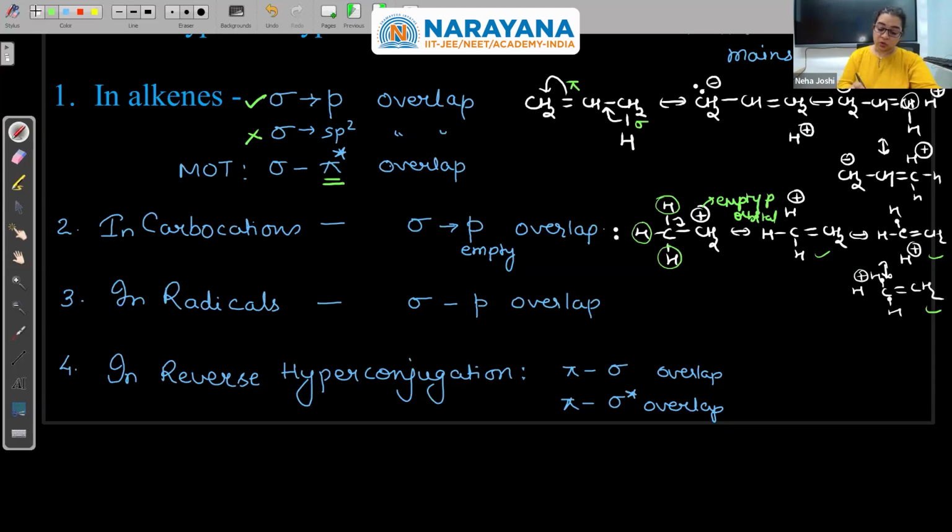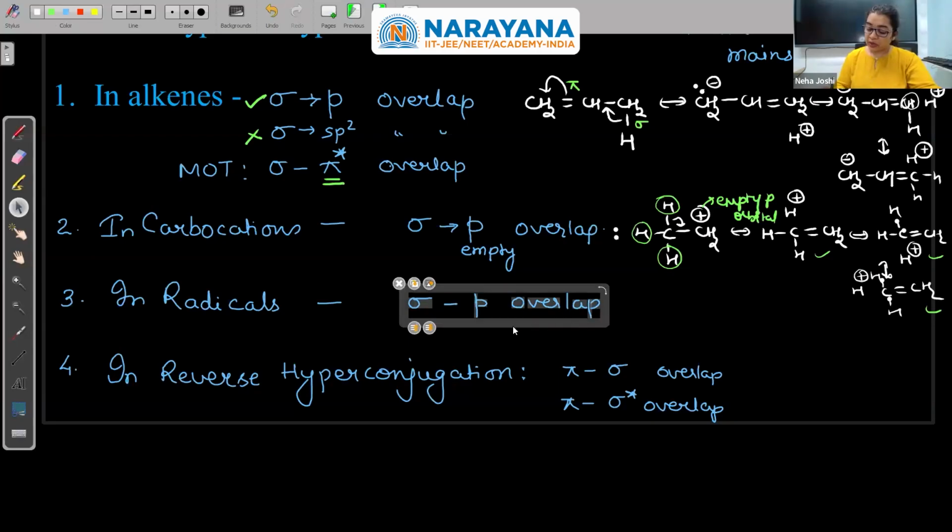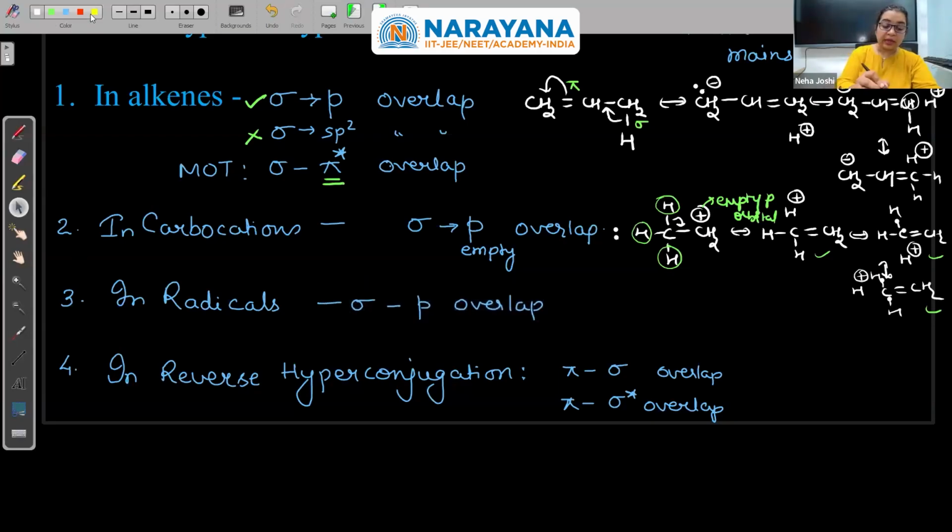Now let us go to radicals. If I talk of radicals, where they are having sigma and p, let us draw. In the same way as the carbocation, I will draw ethyl. But now this electron is in a half-filled p orbital.